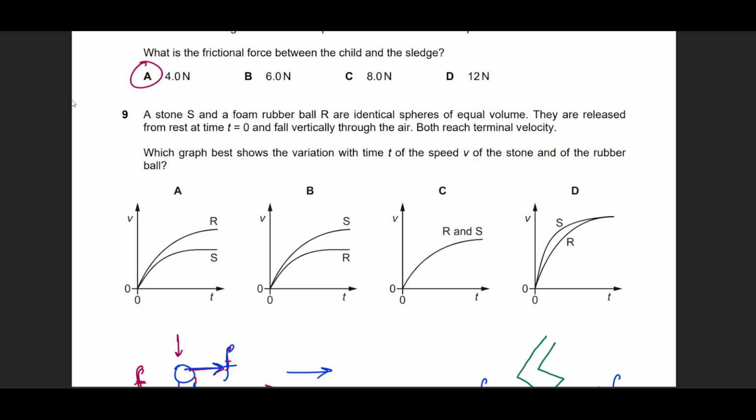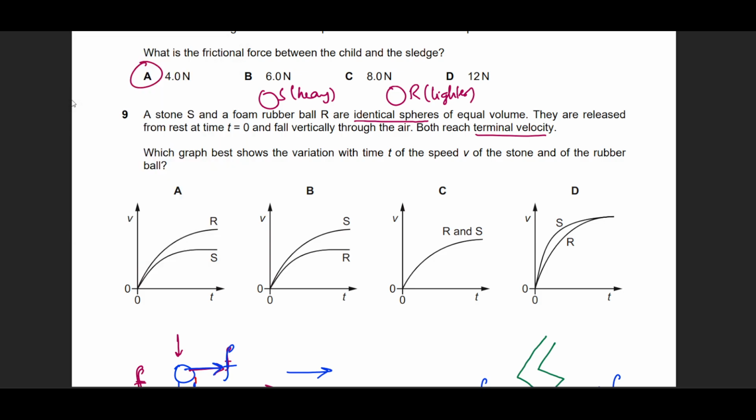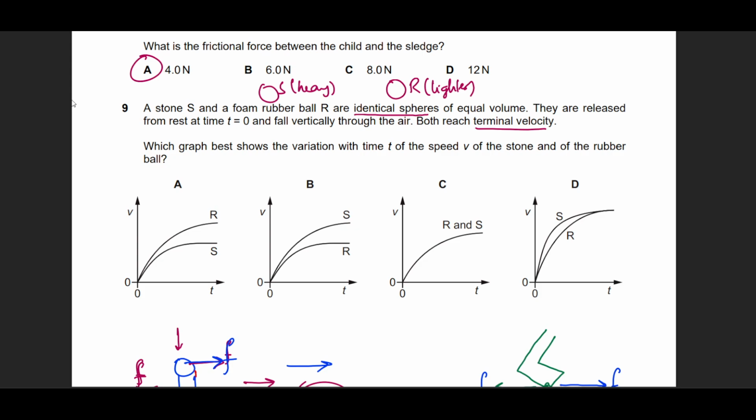Okay, so question number 9, again a repeated question. It says that we have a stone S and a rubber foam ball R, identical spheres, which means that their sizes are the same. This is S and this is rubber R. This will be heavy and this will be lighter. If they are thrown in the presence of air resistance, of course, if they reach terminal velocity, then air resistance is present. Which graph shows the behavior?